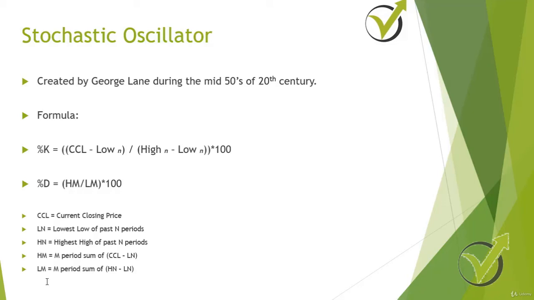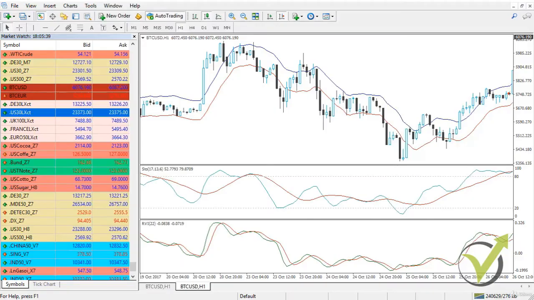So probably it sounds really complicated for you guys. One more time, I'm saying you don't need to learn this. It's just information for you to know how these percent K and percent D are calculated. And I will just show you on the chart which are these lines and what the lowest low of past n periods means. So if I go to the platform, you see there are two lines over here.